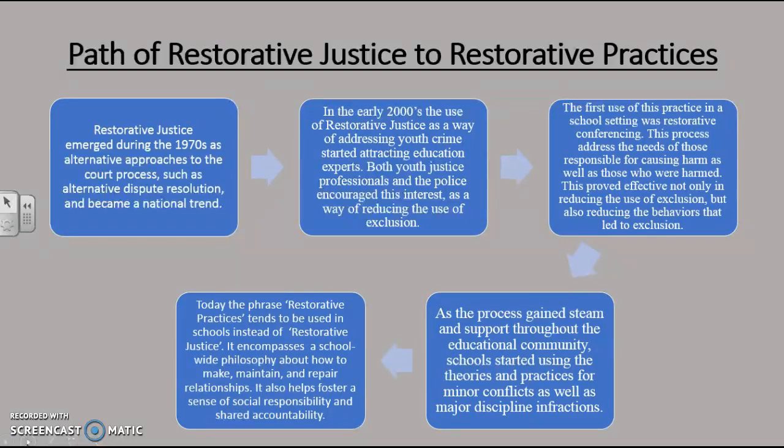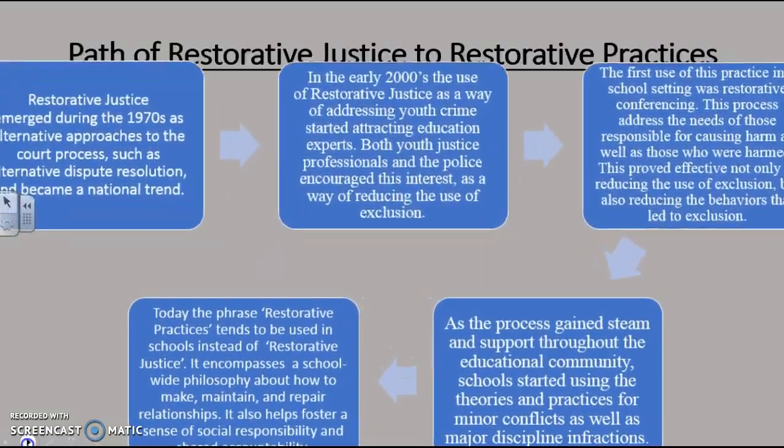Today, the schools have leaned toward the phrase of restorative practices instead of restorative justice. They believe that restorative practices encompasses a school-wide philosophy about how to make, maintain, and repair relationships, and it also helps foster a sense of social responsibility and shared accountability.